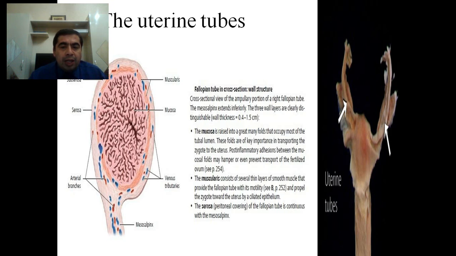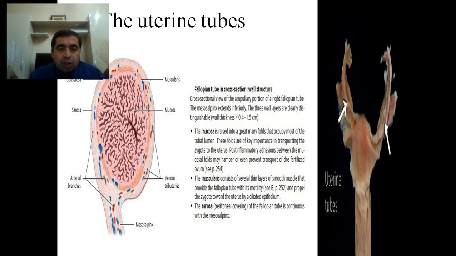The mucosa is raised into a great many folds that occupy most of the tubal lumen. These folds are of key importance in transporting the zygote to the uterus. Post-inflammatory adhesions between the mucosal folds may hamper or even prevent transport of the fertilized ovum.